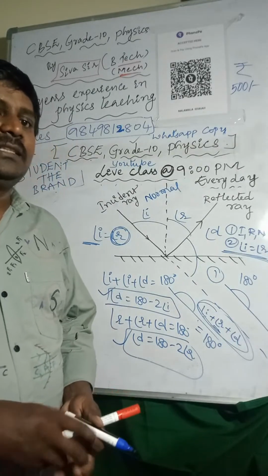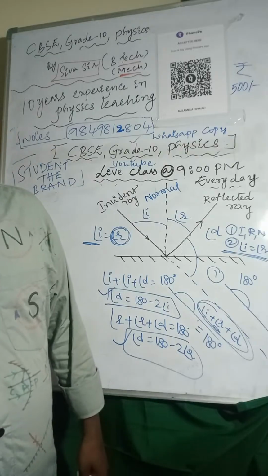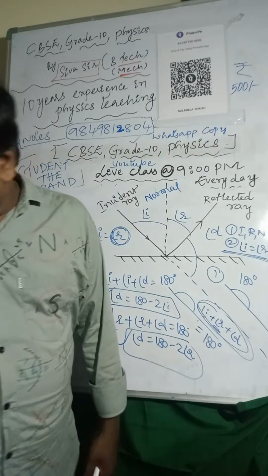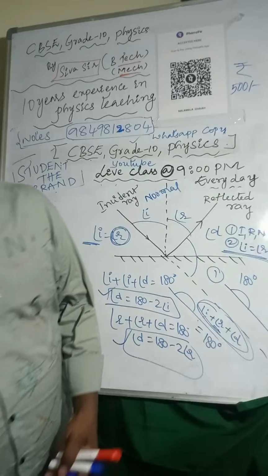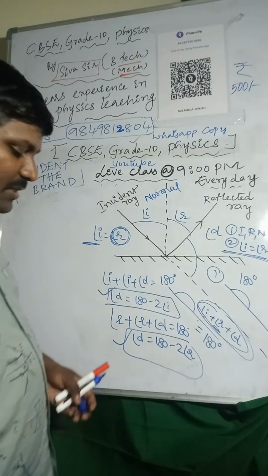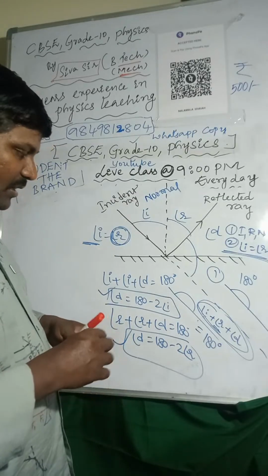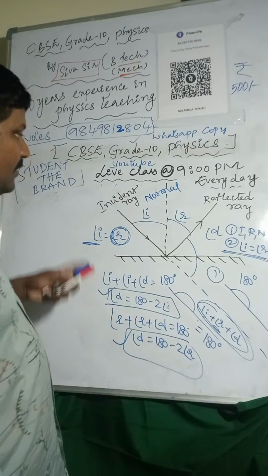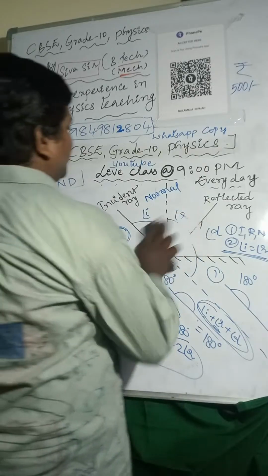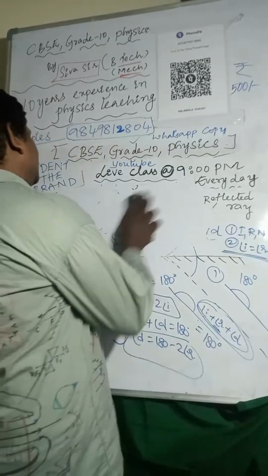Okay, so this is about angle of deviation. Next topic is regular reflection and irregular reflection, I'll explain.